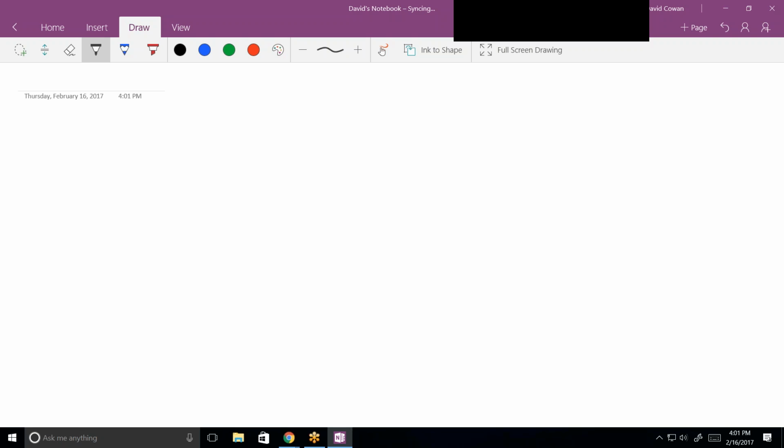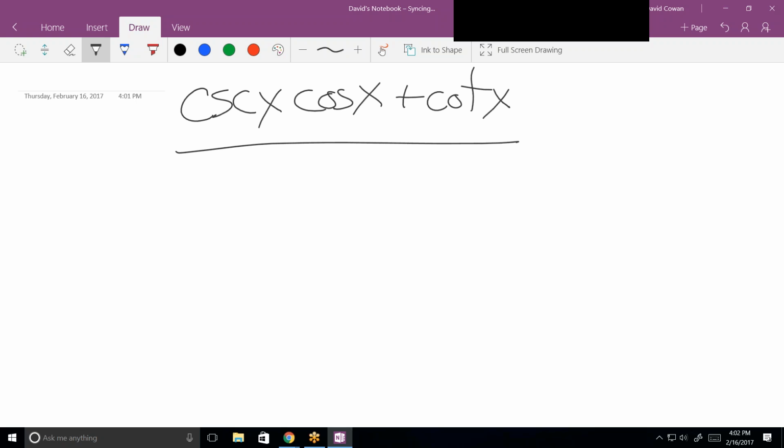Okay. The next one is cosecant of x times cosine of x plus cotangent of x, all divided by secant of x times cotangent of x.